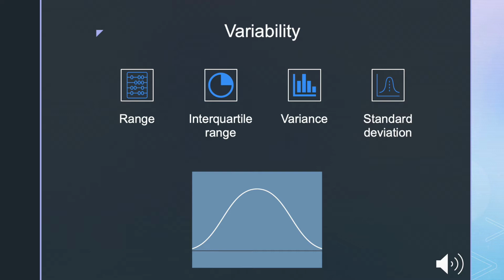And then fourth, there's standard deviation. Standard deviation tells you how tightly your data is clustered around the mean, or the average. A small standard deviation indicates that your data is tightly clustered, and you also have a taller bell curve. A larger standard deviation tells you that your data is more spread out, and you have a flatter bell curve.